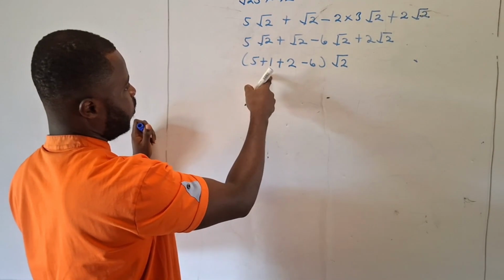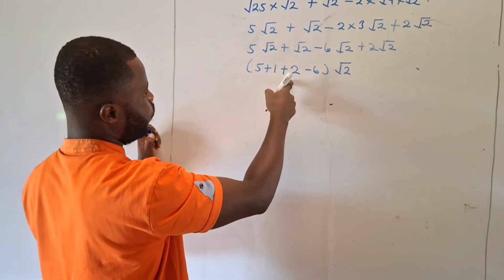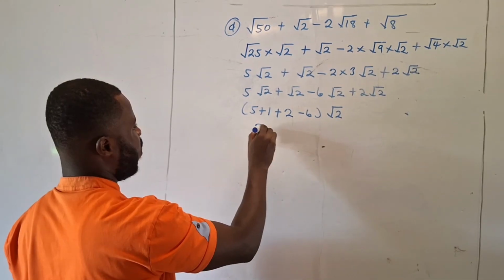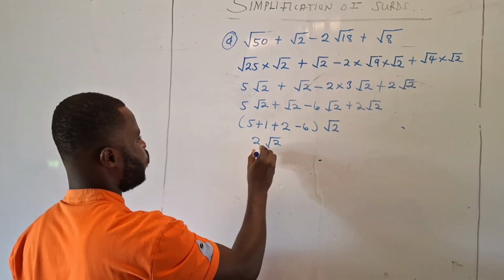Now 5 plus 1 is 6. 6 plus 2 is 8. 8 minus 6 is 2. So our final answer gives us 2 root 2.